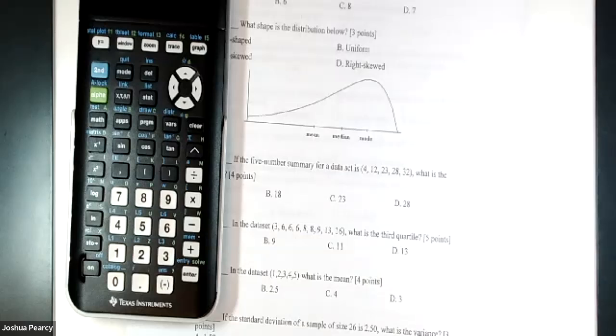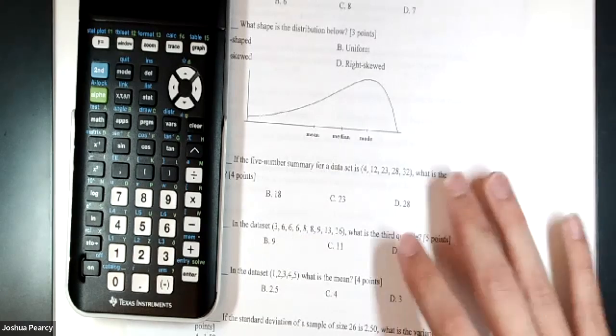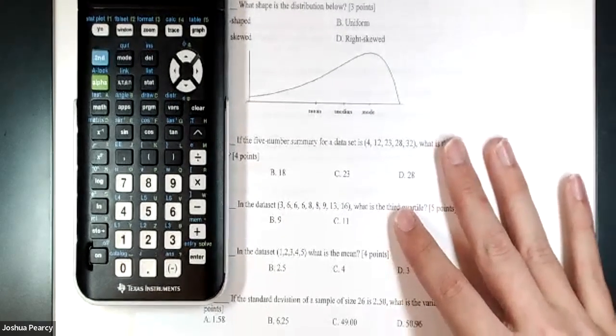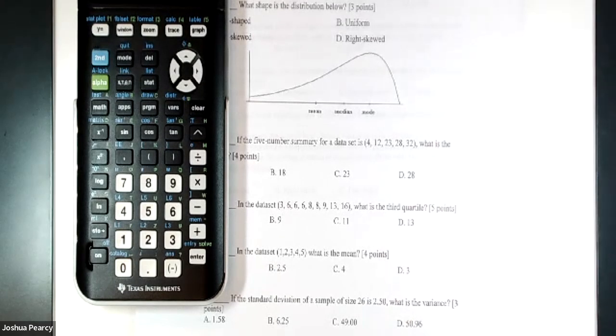Oh, I missed one. In the data set given, what is the third quartile? It has an odd number of numbers, so you can find the middlemost one and then look at the data values that fall above it. If you do that, there are 4 data values that fall above it. I think it's 8, 9, 13, and 16. So you average the 2 most middle, which are 9 and 13, and you get 11. Or you can just plug it in the calculator and run one variable statistics on it, and it'll tell you.